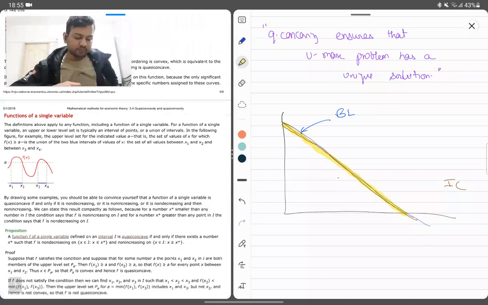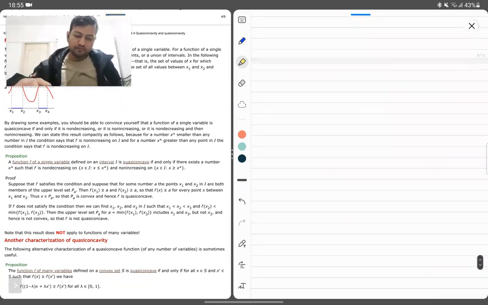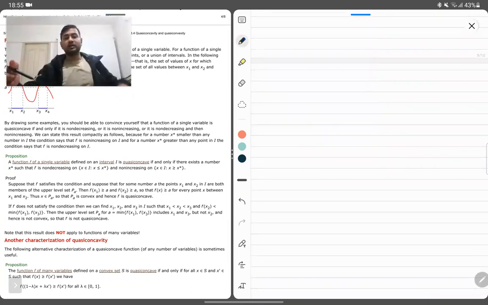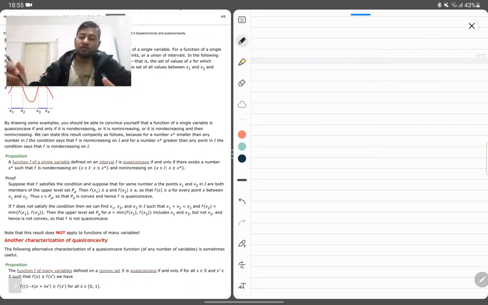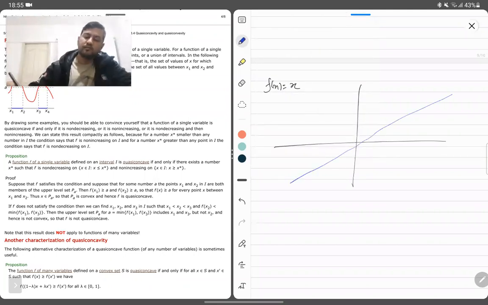Okay, functions of single variable की बात करते हैं. So functions of single variable में, we already looked at x square and you rightly guessed that that particular function is quasi-convex. ठीक है, so और कुछ functions लेते हैं. Let's say f of x equals to x. So this function is option A, quasi-concave, option B, quasi-convex, option C, both, option D, neither.